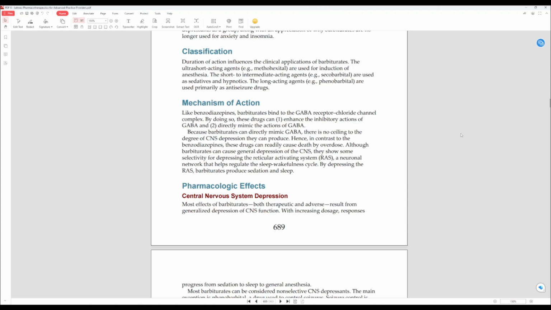Although barbiturates can cause general depression of the CNS, they show some selectivity for depressing the reticular activating system, a neuronal network that helps regulate the sleep-wakefulness cycle. By depressing the RAS, barbiturates can produce sedation and sleep.